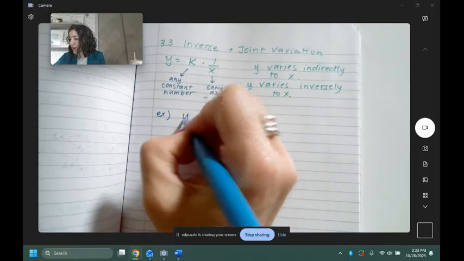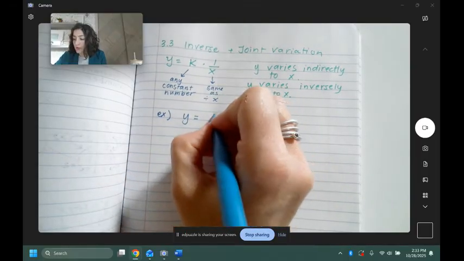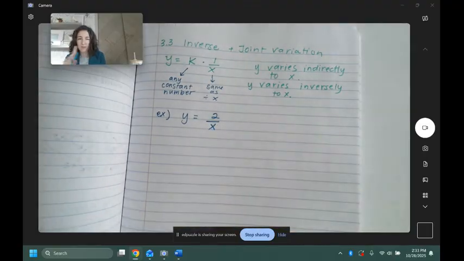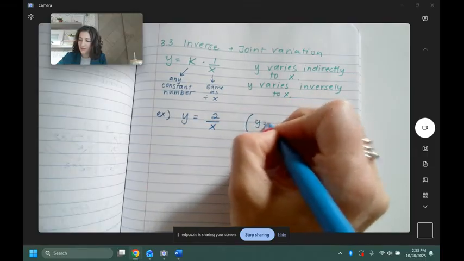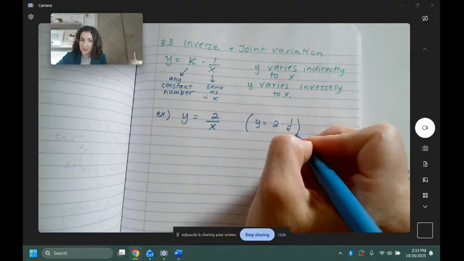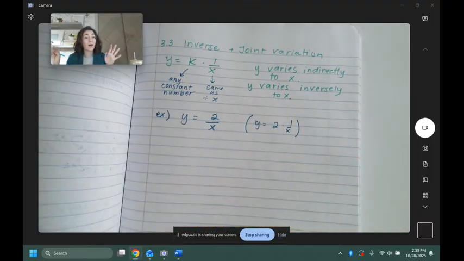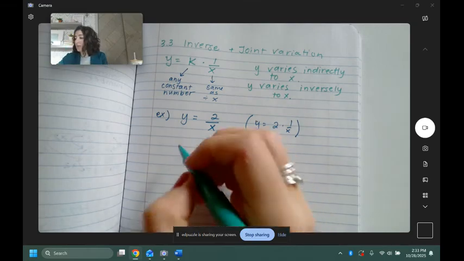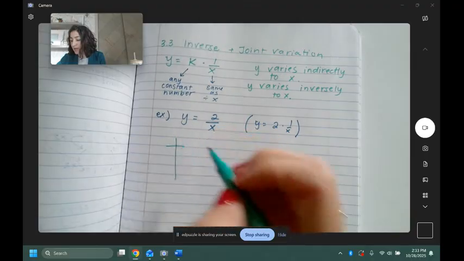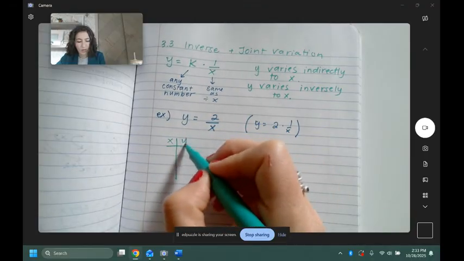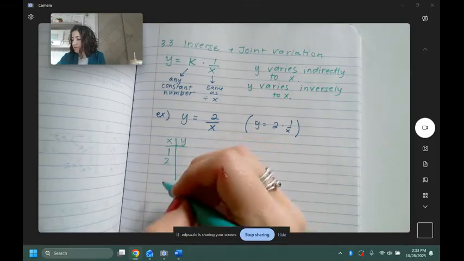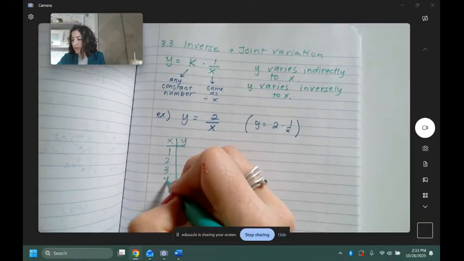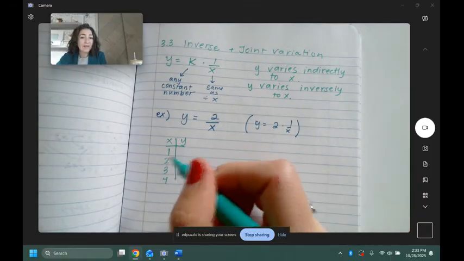let's say I have y equals 2 over x. Now, break this down for a second. Really, this is the same as 2 times 1 over x, right? I could break that fraction apart or put it together. Okay, so if I were to make a little table here with some x's and some y's, let's put in here 1, 2, 3, 4, right? Something like this. And let's plug everything in.